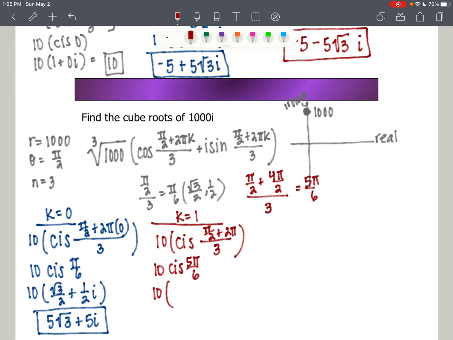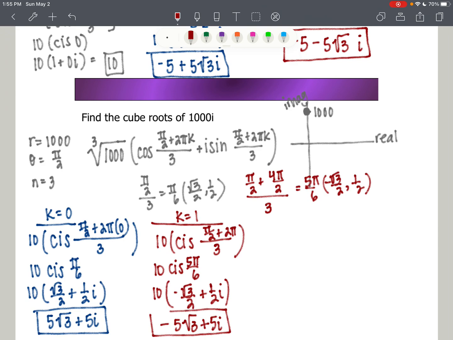And then the cosine of 5 pi over 6 is negative square root of 3 over 2. And the sine is positive 1/2. So we have negative 5 times the square root of 3 plus 5i. So there's the second answer.